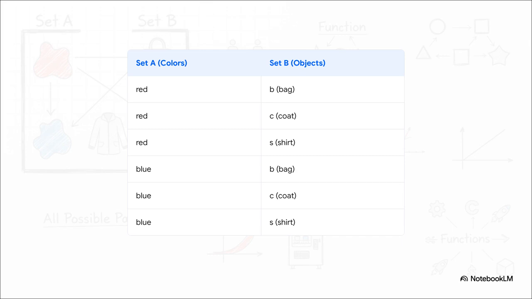Every single possible pair. You got your red bag, red coat, red shirt. Then you've got your blue bag, blue coat, blue shirt. 6 different possibilities. That's it. This table is basically the entire universe of connections between our two little sets.